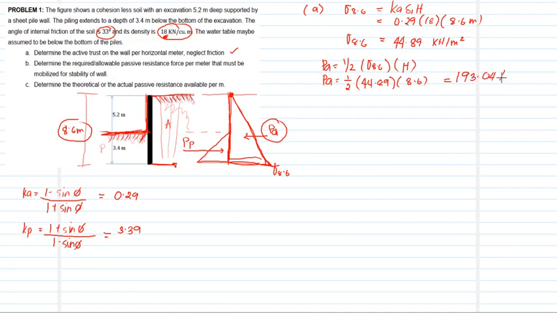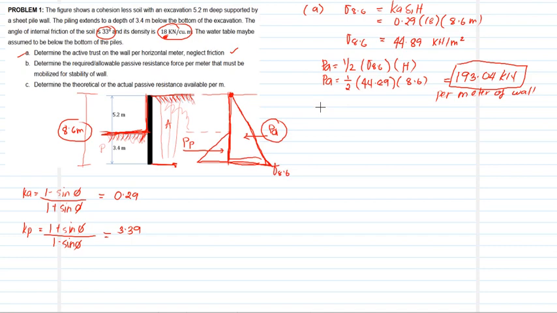193.04 kilonewton, that is per meter of our wall. So, ito yung magiging active thrust natin per meter of our wall. That is 193.04 kilonewton. So, this will be now our answer here at letter A. Yan, that is 193.04. Okay?